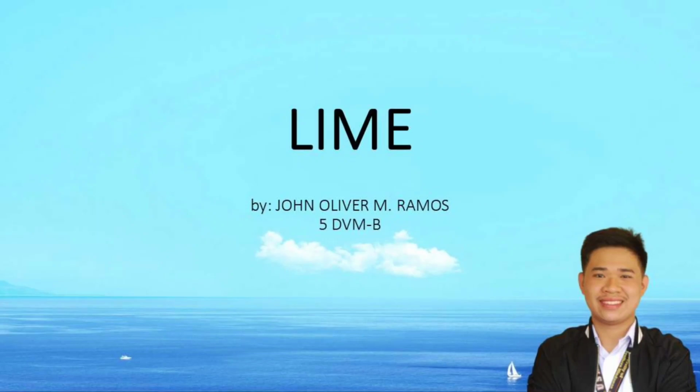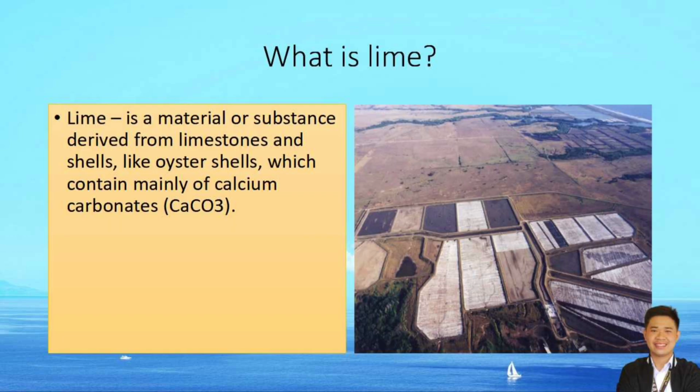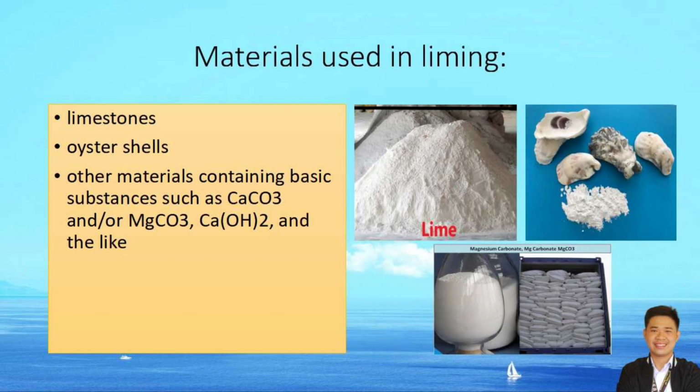For today's video, let's talk about lime or the limestone. So what is lime? Lime is a material or substance derived from limestones and shells, like oyster shells, which contains mainly calcium carbonates. So what are the materials used in liming?